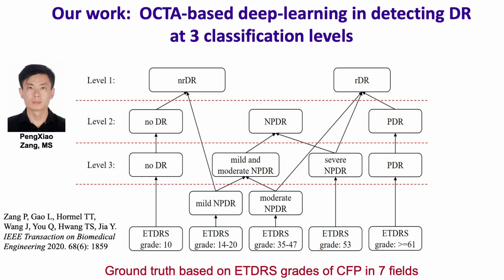In our work, we proposed a new deep learning network to detect DR at 3 classification levels in order to fulfill different clinical requests. A PhD student, Pengyao Zhang, led the network development. The ground truth was generated based on ETDRS grades of fundus photo in 7 fields. Due to the small number of cases in mild and moderate classes, they were combined in level 3. In level 2, all non-proliferative DR were combined.